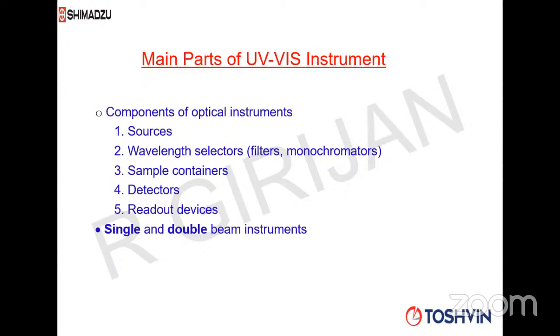And then it will pass through the sample compartment, that is the sample solution. And finally, it will come out of the sample solution, go to the detector, and then you have your software and PC. Your instrument can be either a single beam instrument or a double beam instrument. I will show you one slide now. What is the difference between these two?